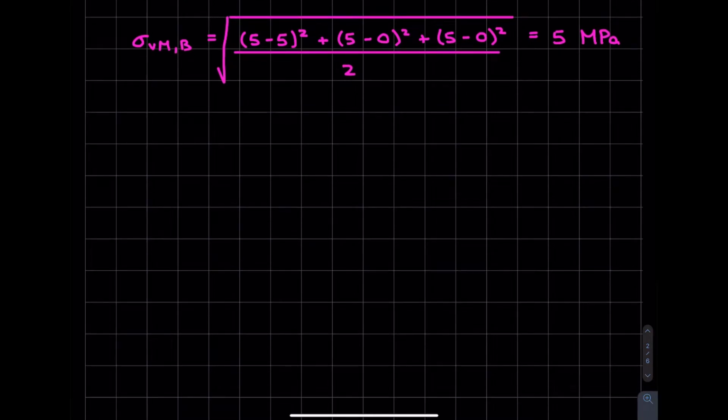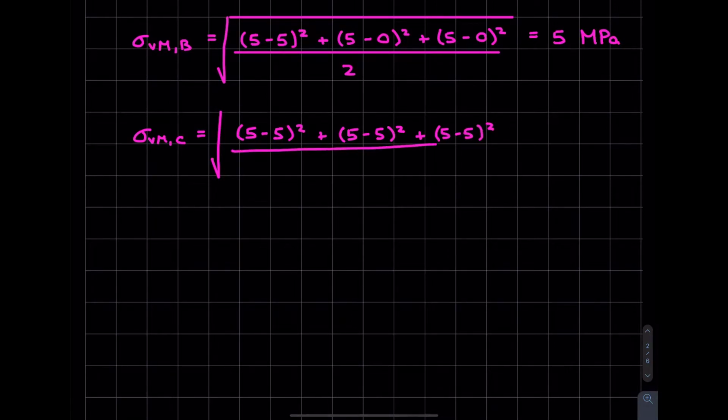So we can say the sigma von Mises of C is equal to, so I'm just going to draw my nice square root sign, and we're going to go through. First one, sigma 1,1 minus sigma 2,2. Well, this is going to be 5 minus 5 squared. The second one is sigma 2,2 minus sigma 3,3. Again, all these components are 5, so it's going to be 5 minus 5 squared. And the last one, sigma 1,1 minus sigma 3,3, which again is just going to be 5 minus 5 squared. We divide all of this by 2. And finally, we close the square root sign.